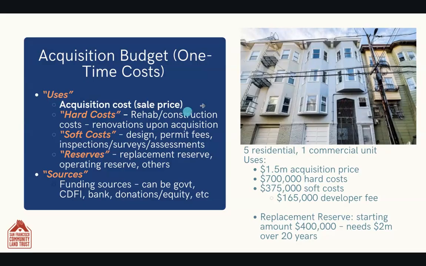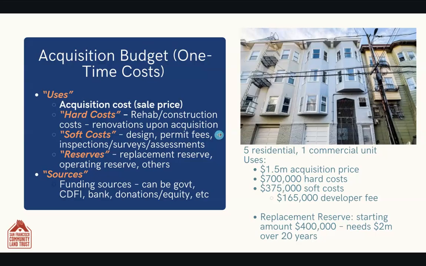And then the hard cost is the term that we use to talk about any sort of, we call it rehab, which just means renovations that need to happen to the building in order to get it to be a safe and healthy condition for the residents, as oftentimes these buildings are not. So it's just our construction cost upon acquisition.